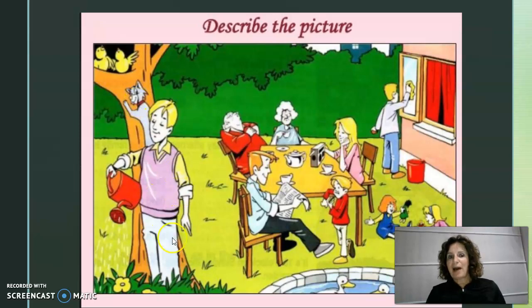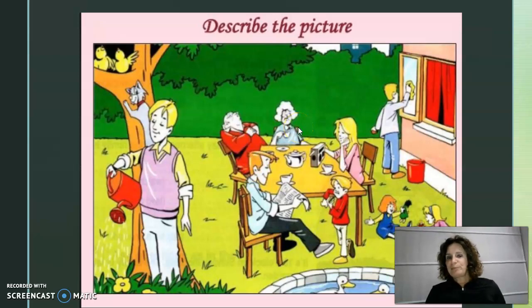And what about this man, the blonde man here? He is watering the flowers. Then, near him, I can see another man smiling. He is reading his newspaper. And next to the table, there are other people. There's a girl. What is she doing? She is listening to the radio. And an old man here sitting on a chair. What is he doing? He's sleeping.